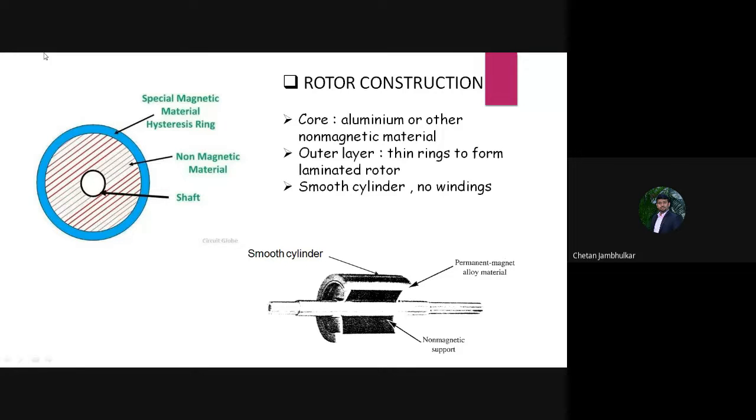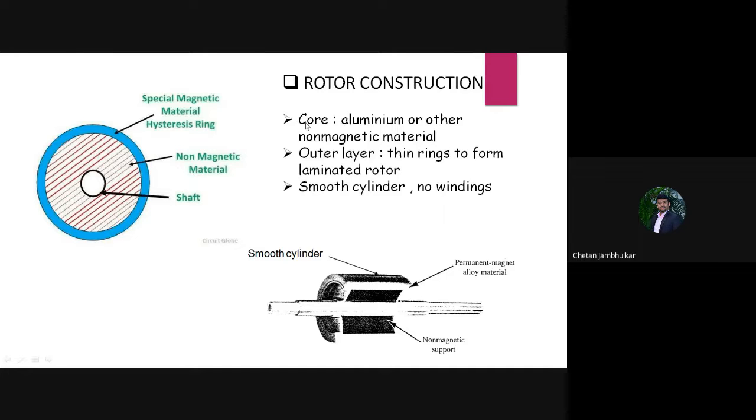So this is the rotor construction. This is a special magnetic material, the hysteresis ring. This is the non-magnetic material, and this is the shaft. The circular shaft is there, and in between the shaft and the hysteresis ring, the non-magnetic material is available in the rotor. So the rotor will rotate.